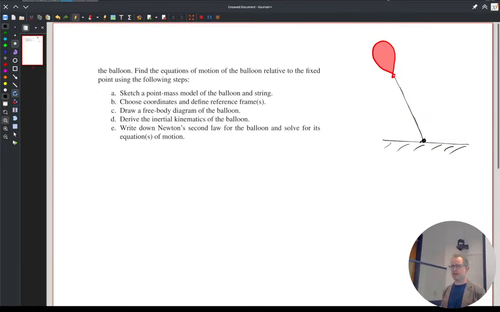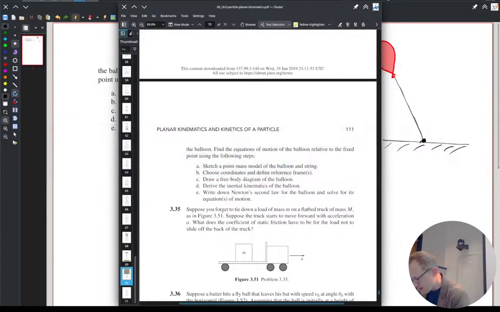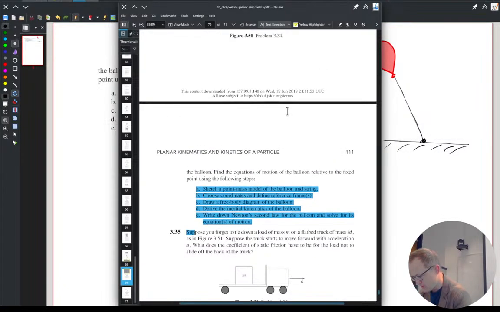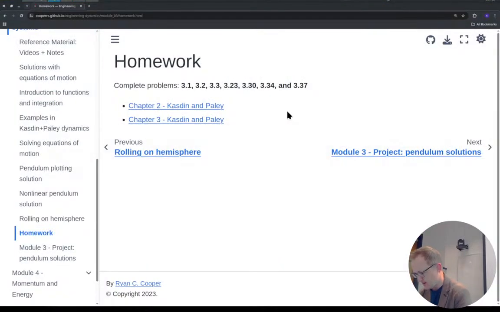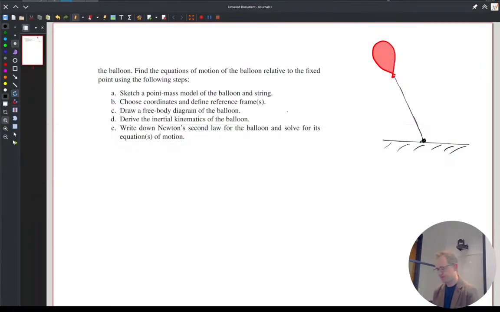What question number is this? This is 34, which is second to last in our homework as we're working through. Yeah, thanks. I was trying to rush right into it.